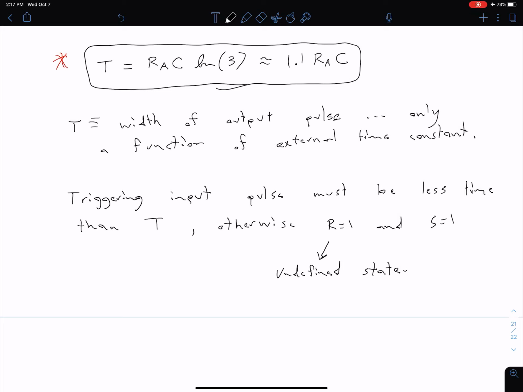So that covers our monostable. What we're going to look at in our next video is our astable multivibrator.